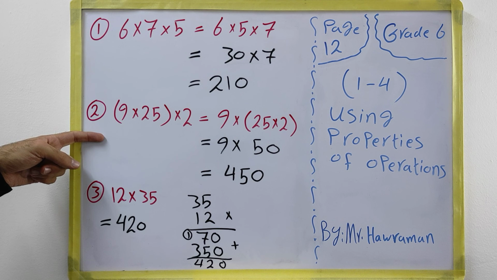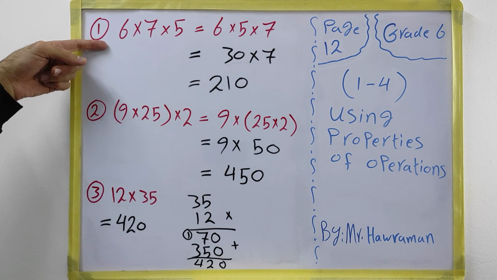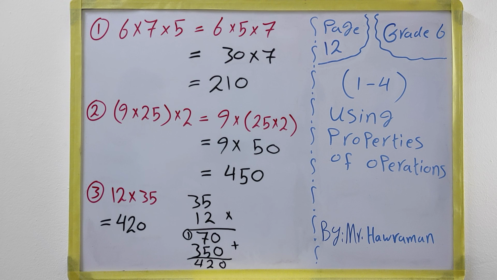And this is about the associative property. This is about the commutative property. We have these two properties of operations here to study. That's all about it.